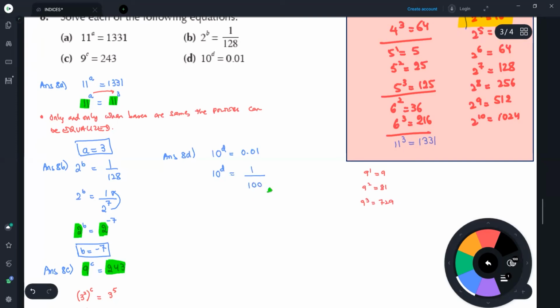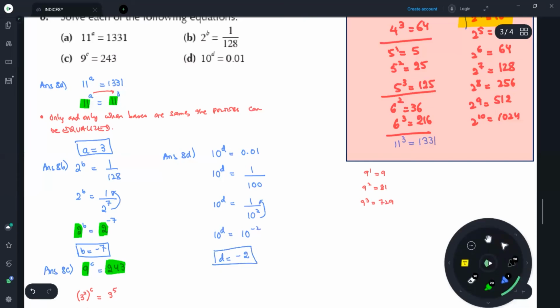Can I write down 0.01 is 1 upon 100? Yes, sir. And can I say that 10 to the power D is 1 upon 10 square? Yes, sir. Very good. And then can you bring this up as a numerator, and now when the bases are the same, the value for D could be understood. Minus 2. Yes, sir. Do all of you understand this? Fatima, you understand this? Yes, sir.